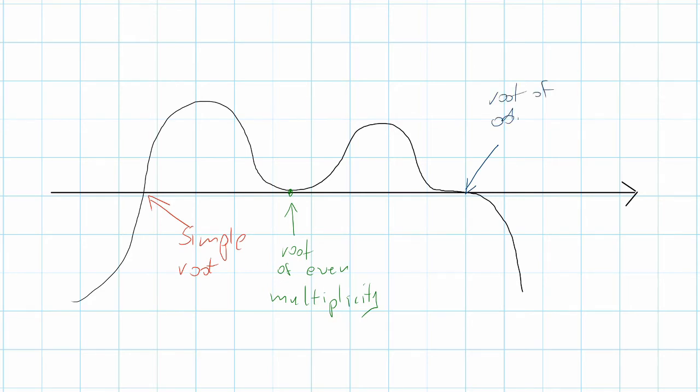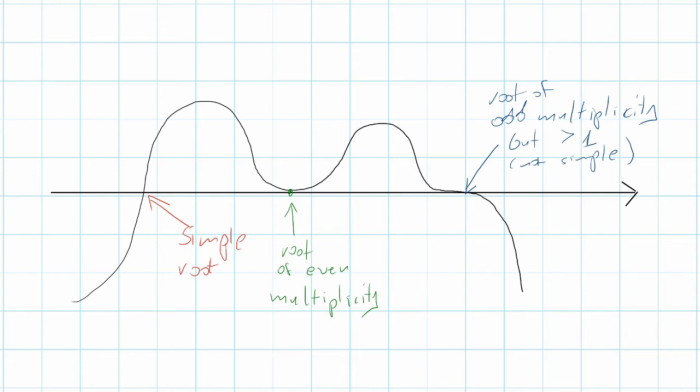multiplicity, because the polynomial changed sign, so the multiplicity was odd, but the multiplicity is greater than 1. It's not simple. Why is it not simple? Because at this root the polynomial is tangent to OX. This kind of root is still somewhere in the middle.